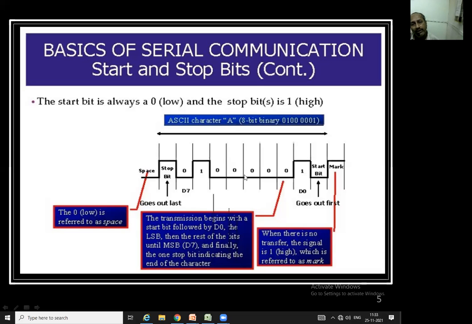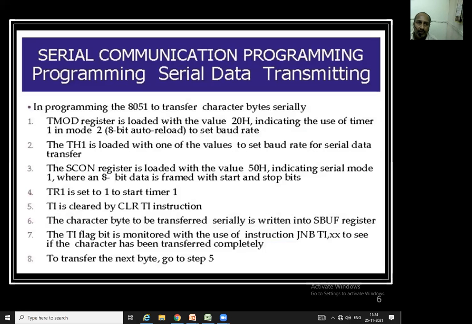After the start bit, the data will be there, and after the 8th bit there is one stop bit also. This is the standard, that it is sent one by one. First the start bit goes, then the data one by one, bit by bit, 1 0 0 0 0 0 1 0, and after that one stop bit. Then the next byte is again sent one by one, bit by bit. This is how sending happens in serial communication. So this is the basics of serial communication.